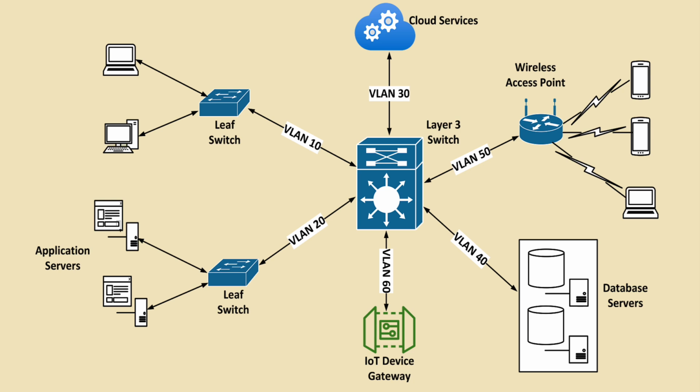Layer 3 switches play a significant role in network segmentation by enabling inter-VLAN routing. Unlike Layer 2 switches, which rely on MAC addresses to forward traffic, Layer 3 switches use IP addresses to make routing decisions. This method facilitates communication between different VLANs while enforcing segmentation rules. It improves performance by offloading routing functions from traditional routers and reducing bottlenecks in high-traffic environments.